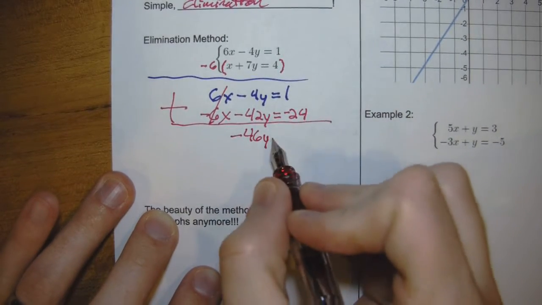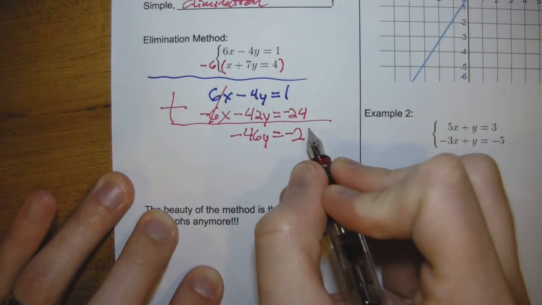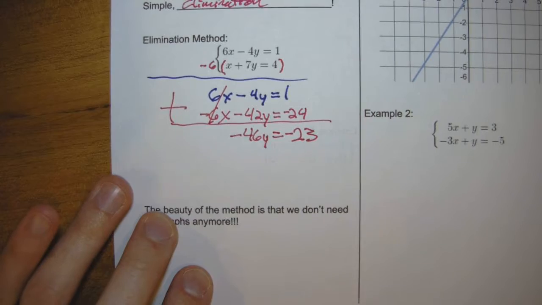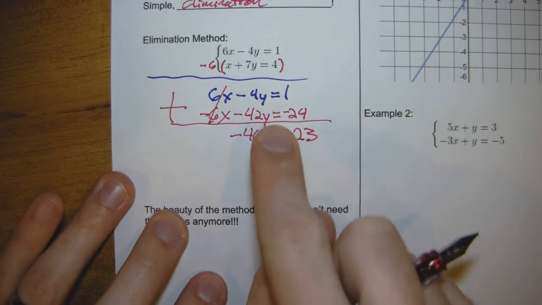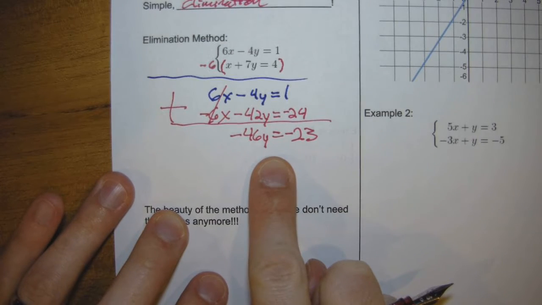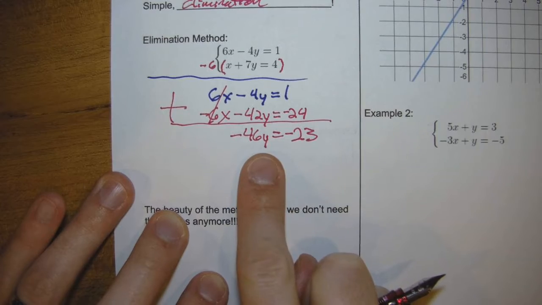Okie dokie. Keep going. Positive 1 plus a negative 24 is a negative 23. Now notice what's happened. I've eliminated the x. I've now gotten it down to, instead of 2 equations, I'm now down to 1. And to make it better, it's only a one-step equation. I can solve for y.